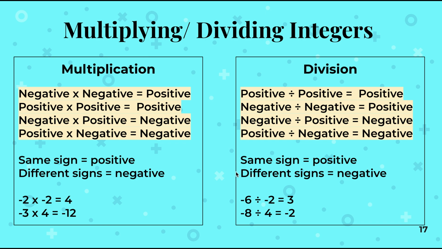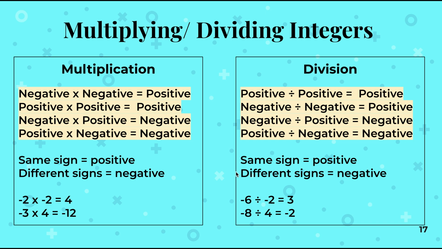These rules also apply for division. As we can see, positive divided by positive equals positive. Negative divided by negative equals positive. Negative divided by positive equals negative. Positive divided by negative equals negative. So dividing same signs equals positive, and dividing different signs is negative. For example, negative 6 divided by negative 2 is 3. Negative 8 divided by 4 is negative 2.